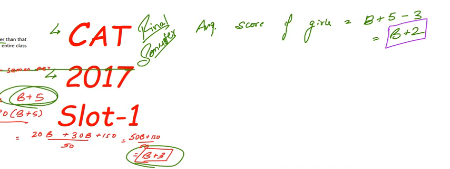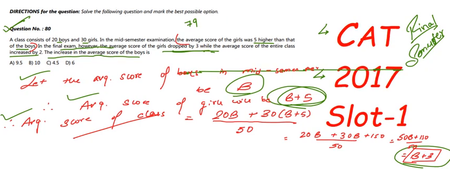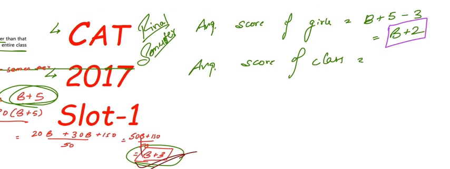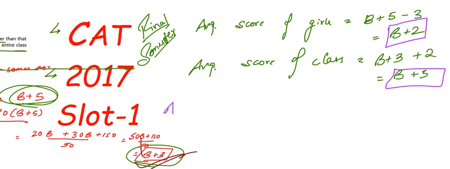Now let's find the average score of the whole class. It's given that the average score of the entire class is increased by 2, and here we have the average score of the entire class as B plus 3. So this will be B plus 3 increased by 2, that is plus 2, which is equal to B plus 5. So this is the average score of the entire class in the final examination. From this we can find the average score of the boys. How can we do that?